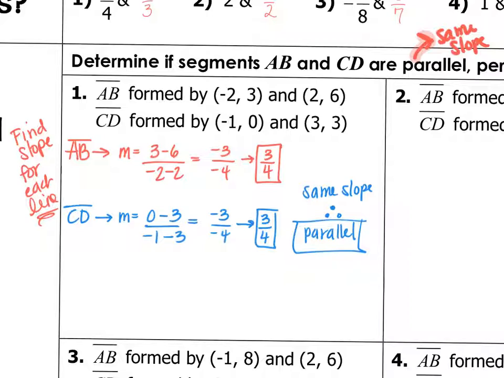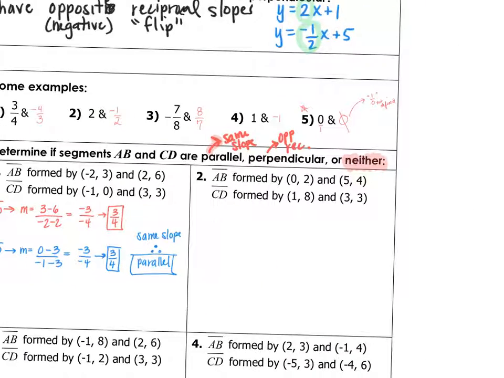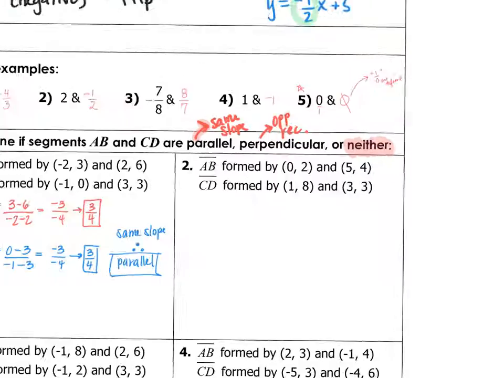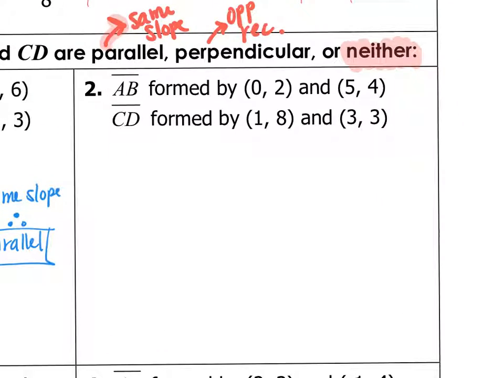All right, awesome. So let's take a look at number 2. Let's find the slope for segment AB. So segment AB, the slope is equal to y minus y over x minus x. That's negative 2 over negative 5, or 2/5.